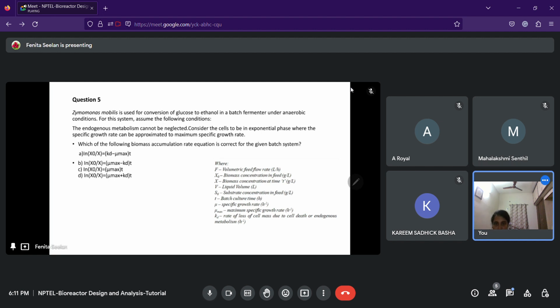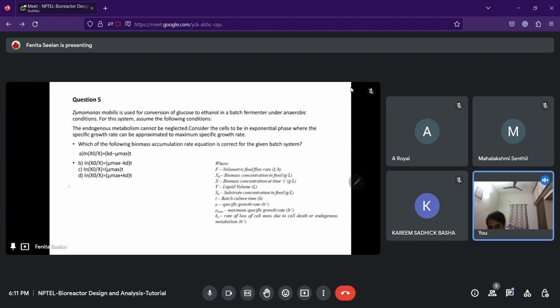So this is also a batch system. So the first step when you are writing any reactor based questions is you should see whether it is a batch, fed batch, or continuous system. Depending on that, we can write our mass balance equation.